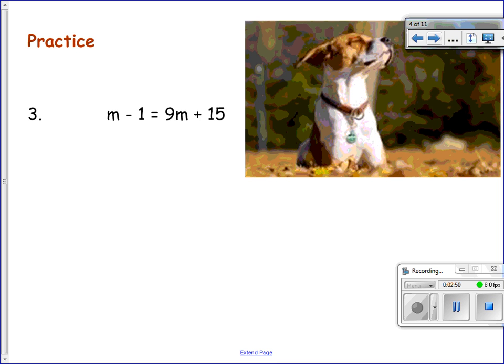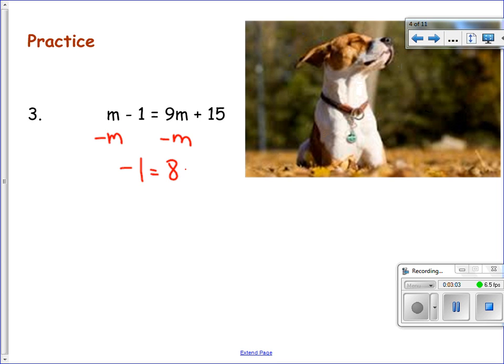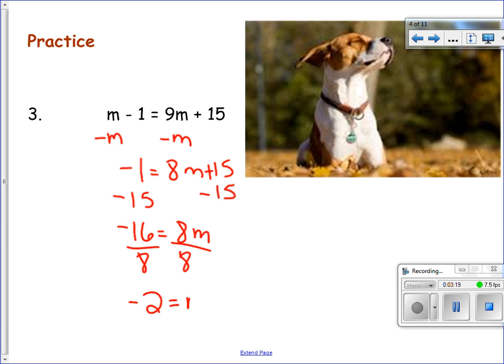So let's do another one, number 3. Focus on getting the variable on one side, the constant term on the other. This one I'm going to subtract m from each side. Then I'm going to subtract 15 from each side. Finally, divide each side by 8. Negative 2 is equal to m.